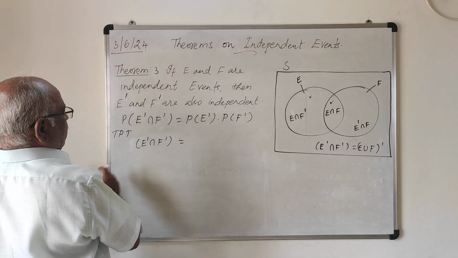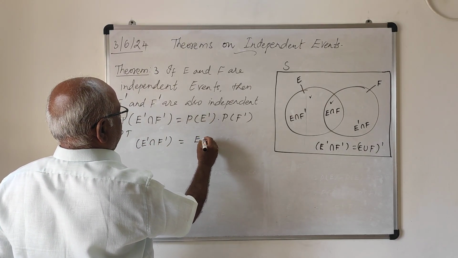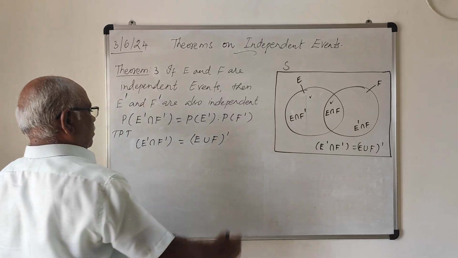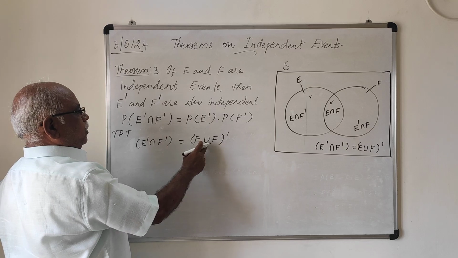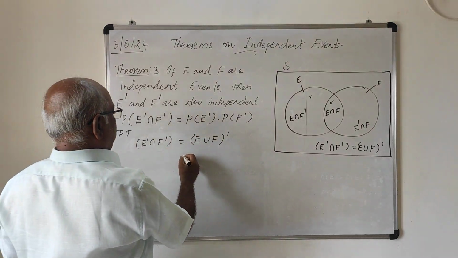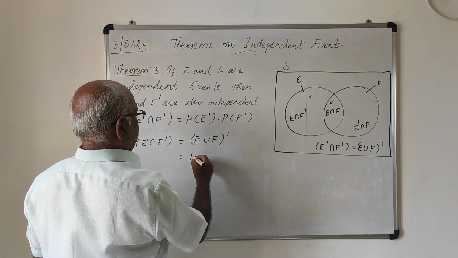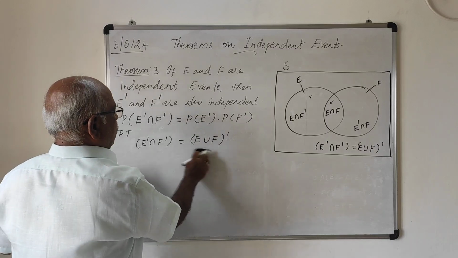E dash union F dash equal to, we know that by De Morgan's law, E dash intersection F dash equals E union F the whole dash. This is De Morgan's law, you know. This is nothing but P of A dash is 1 minus P of A. Therefore, this is 1 minus. You can write it taking probability.